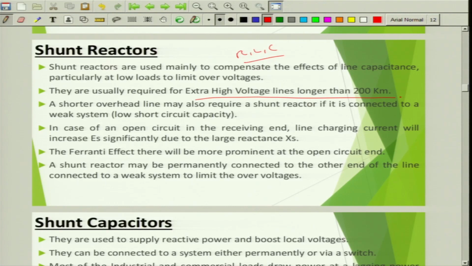In case of an open circuit at the receiving end, line charging current will increase significantly due to the large reactance. The Ferranti effect will be more prominent at the open circuit end. A shunt reactor may be connected to the other end of the line, connected to a weak system, to limit the over voltage. That is the essence.